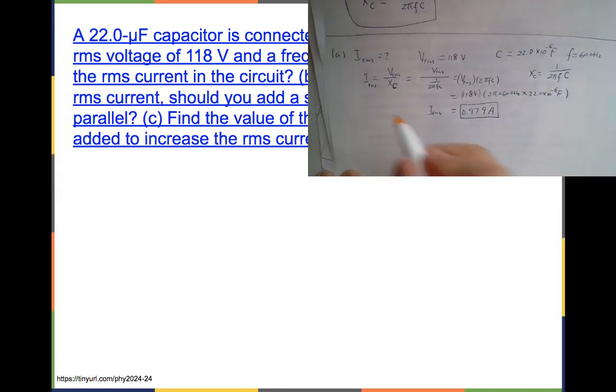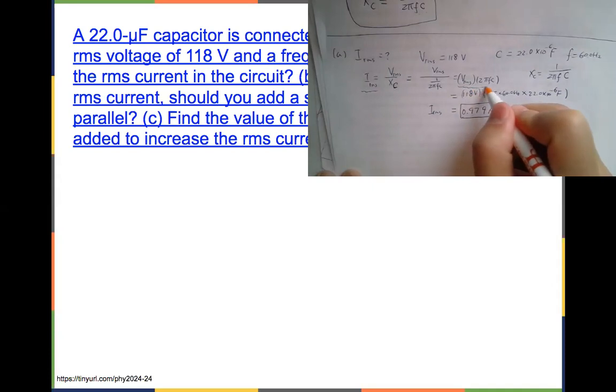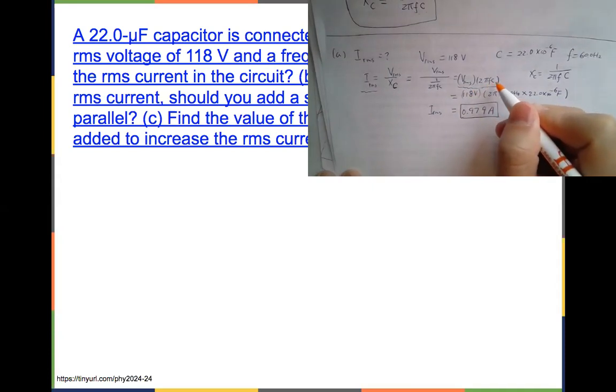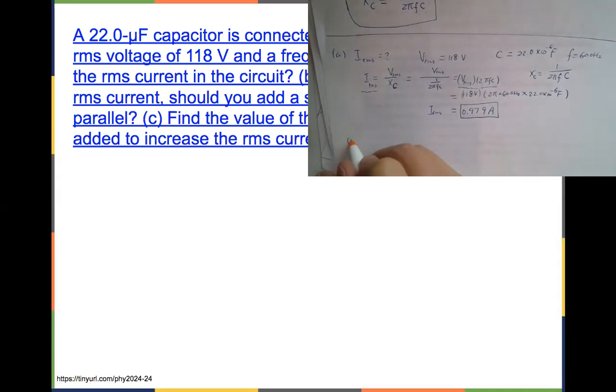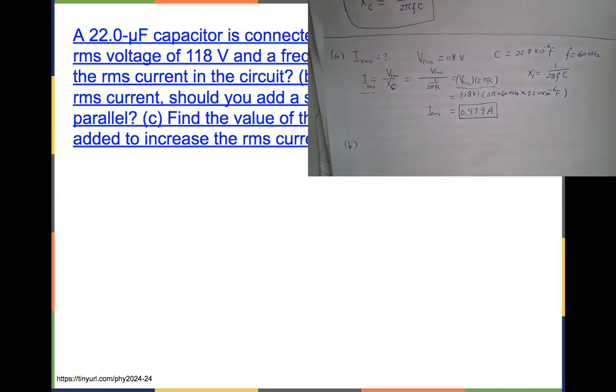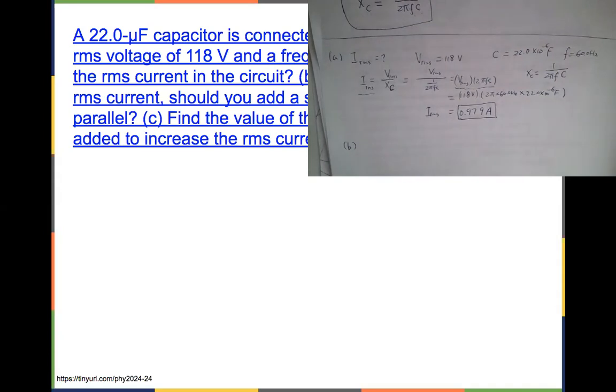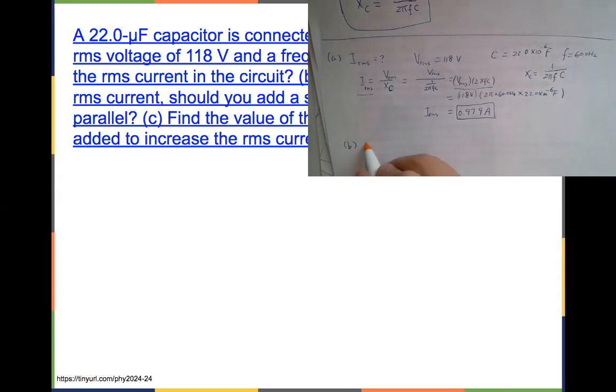So from here you can see your IRMS is equal to V multiplied by 2 pi FC. For part B, it's asking what you should do if you want to increase the RMS current by adding a second capacitor in the circuit. Because I is equal to V RMS 2 pi FC, if you want to increase I, then you want to increase your C, right?